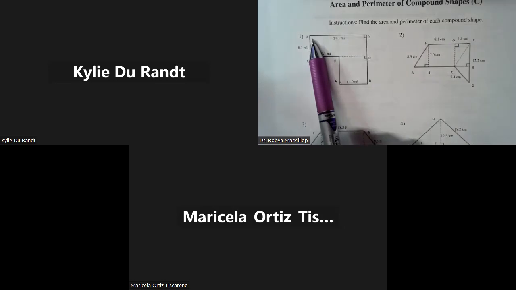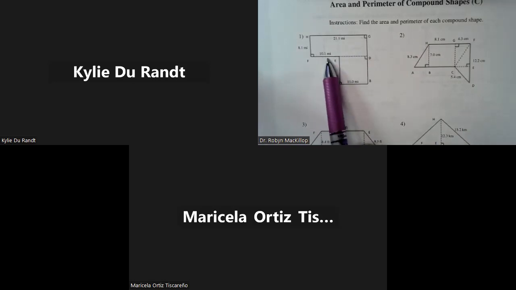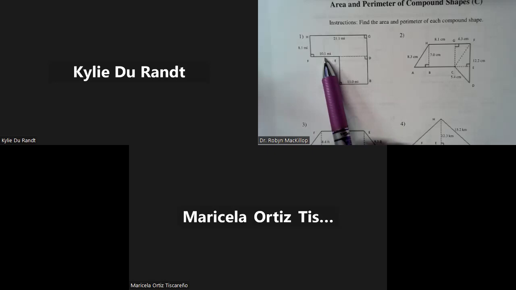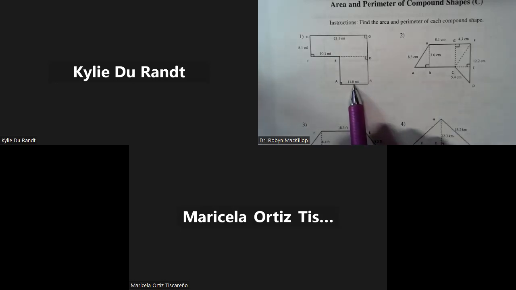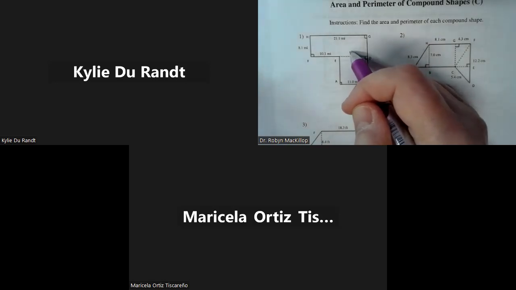So up here, 21.1 miles across. They give us this portion, which is 10.1. So what is the length of this dotted line? If the whole thing is 21.1, take away 10.1, then this piece, well, actually, they gave it to us right here, didn't they? This piece is going to be 11.